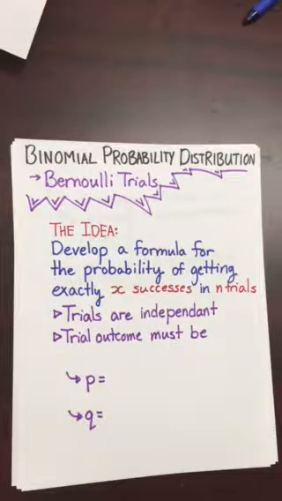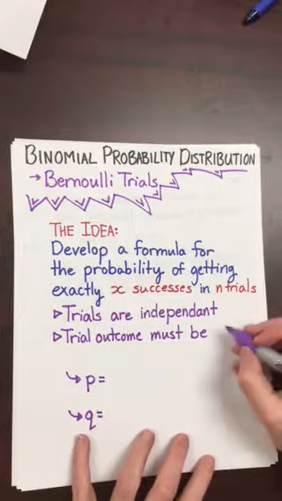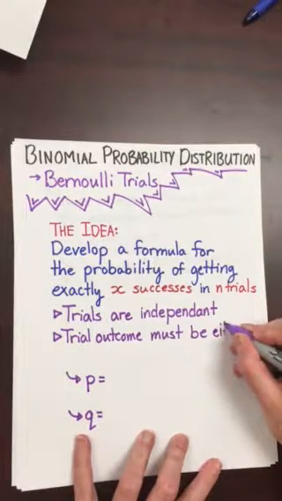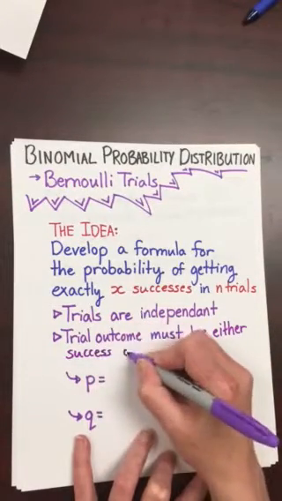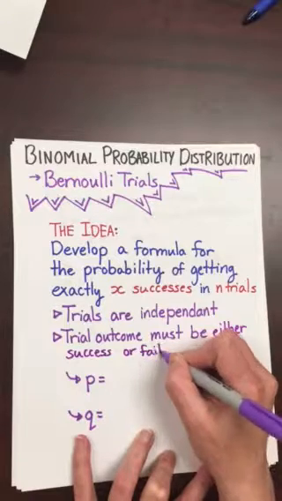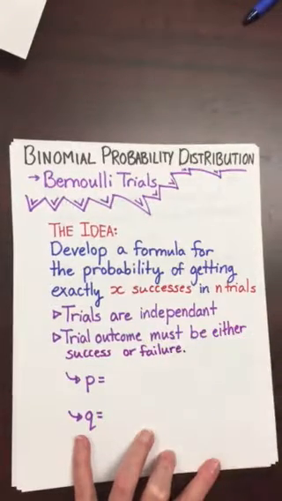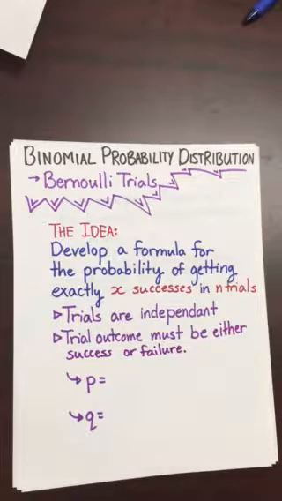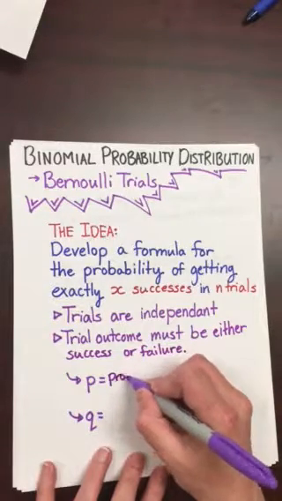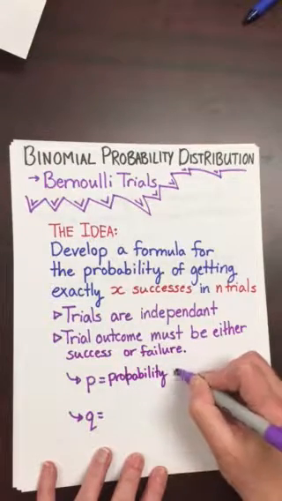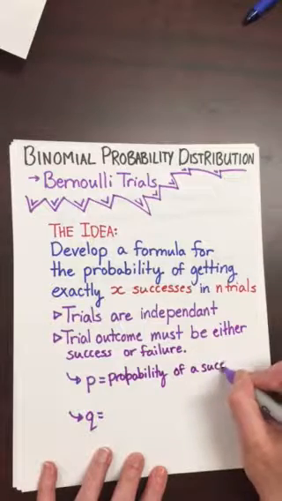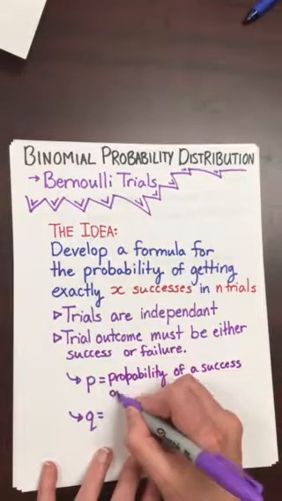The trial outcome must be either just success or failure. You can't have a tie option or something like that. So the outcome has to be either success or failure, nothing in between. And the p-value is going to be the probability of a success on a single trial only.